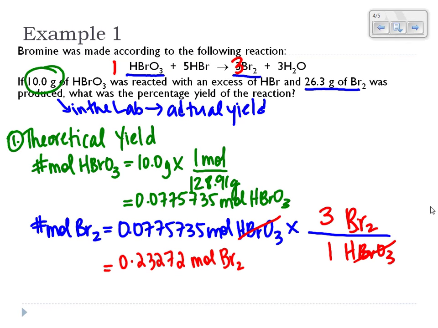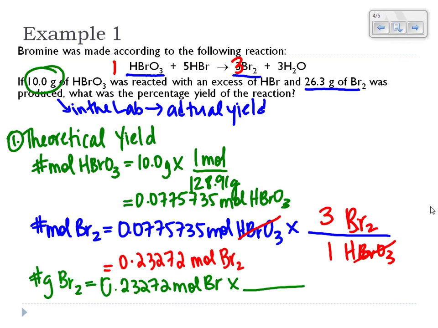And then my last step would be to calculate the number of grams of Br2. So again, I take 0.23272 moles of Br2, and I'm going to multiply that by the molar mass, the grams per mole. So in this case, I've got 79.9 times 2, so 159.8, and I take that, and I end up with 37.1886 grams of Br2. So this is my theoretical yield, or TY.